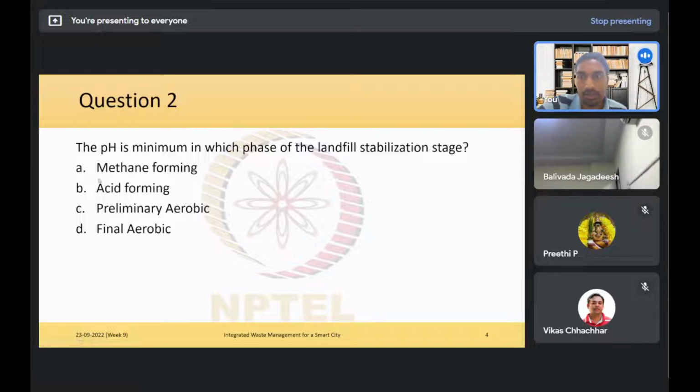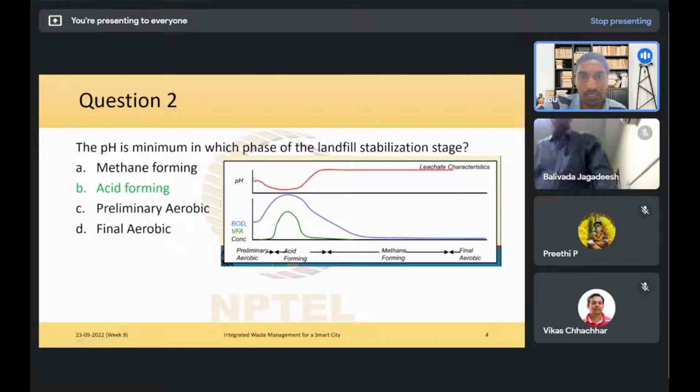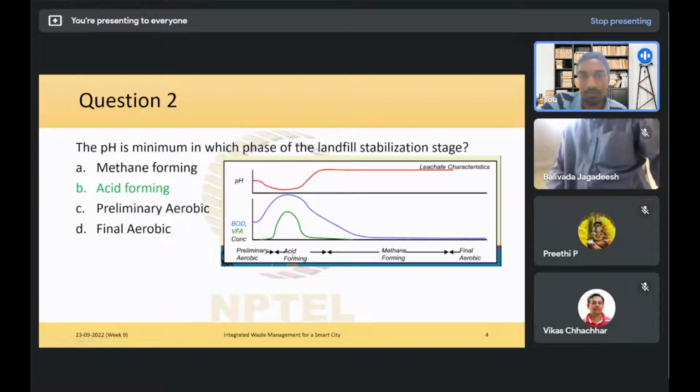So out of these four phases, we want to know when the pH is minimum, right? So as the name suggests, this acid forming phase is going to produce more and more acids, right? And therefore, that is when we expect the pH to be minimum. As we see here from this graph, during the acid forming phase, the pH is minimum because of the acid production, right? So out of all the four stages, this is when the acid concentration is higher, and therefore the pH will be much lower compared to the other stages. Therefore, the minimum pH will be in this acid forming phase. Okay, any questions?